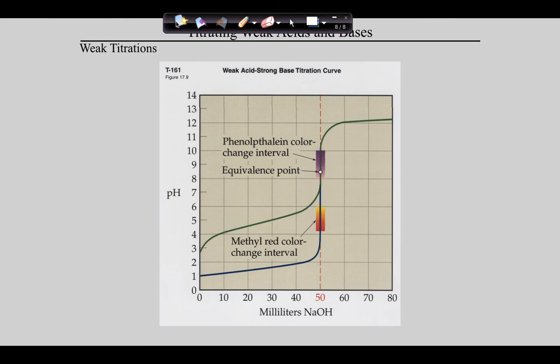Okay, so guys, here's then what we need to do. We need to now have the same conversation about pH initially, before equivalence, at equivalence, and after equivalence. So to do that, here's what we're going to do.